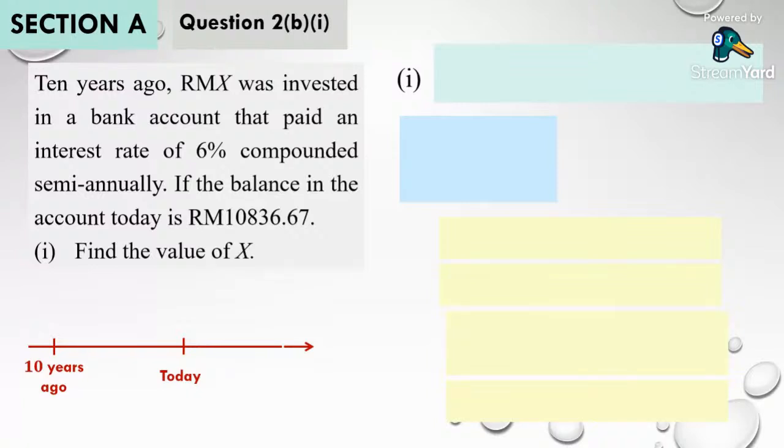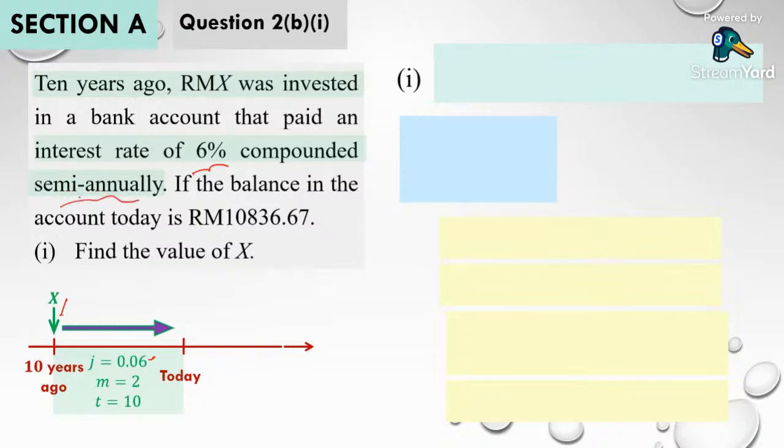So let us see how we interpret the question here. 10 years ago, RMX invested in a bank account. According to the timeline, I start to have the X invested into the account. This value X will undergo compound interest, where the rate is 6%, J equals 0.06, compounded semi-annually, which tells us that 1 year compounds 2 times, M equals 2.